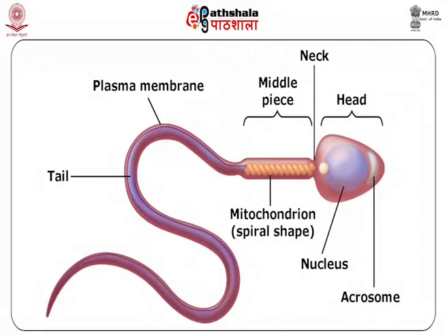Then the midpiece of the sperm contains several mitochondria. Mitochondria are the source of energy for the flagellum for smooth propulsion of the sperm in a fluid environment. And the last part is the tail, which is called the flagellum. The flagellum is composed of microtubules.